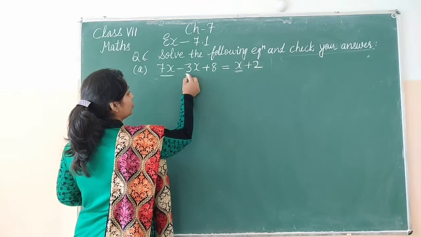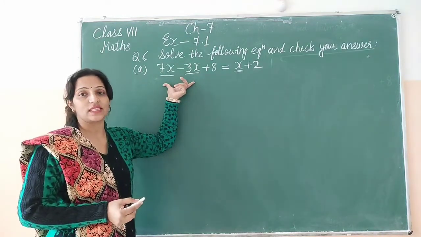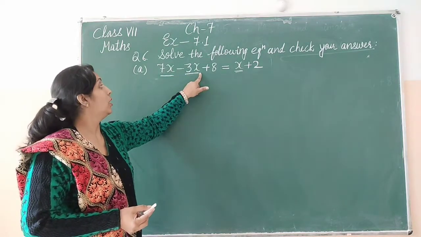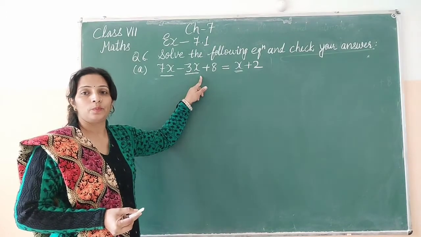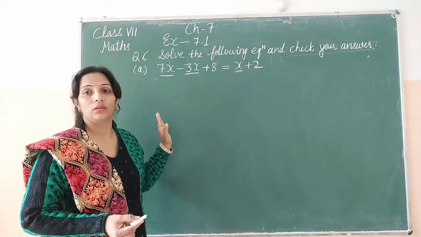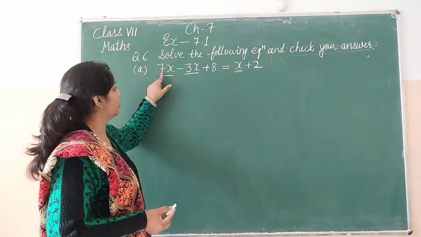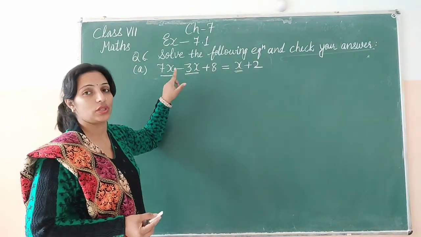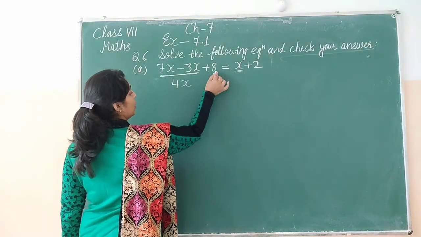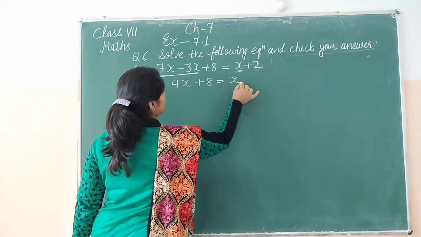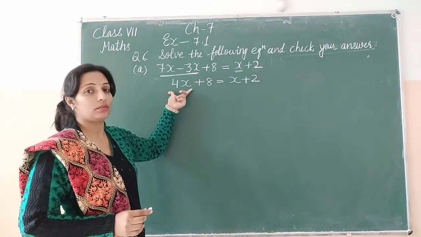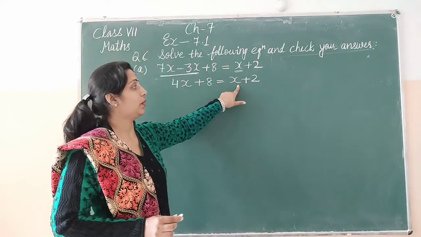Firstly, 7x minus 3x. You can see these are like terms because variable part is same. Both are having x. So when like terms are there, we add or subtract their coefficients according to the given question. So numerical coefficient is 7, here is negative 3. So when we will solve 7x minus 3x, it will become 4x plus 8 equal to x plus 2. Now variable term, constant, variable, constant.